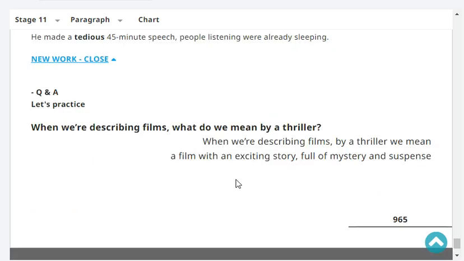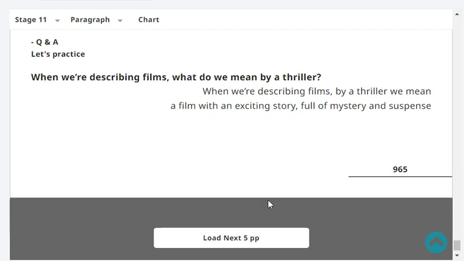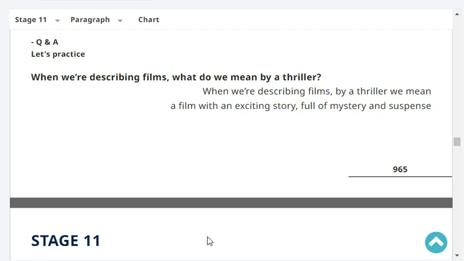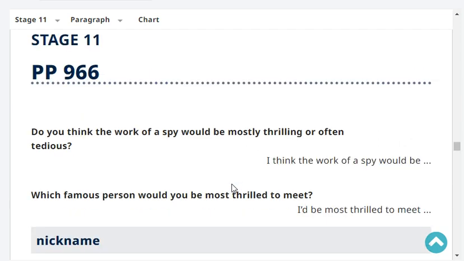Let's practice. When we're describing films, what do we mean by a thriller? When we're describing films, by a thriller, we mean a film with an exciting story full of mystery and suspense. Very good.